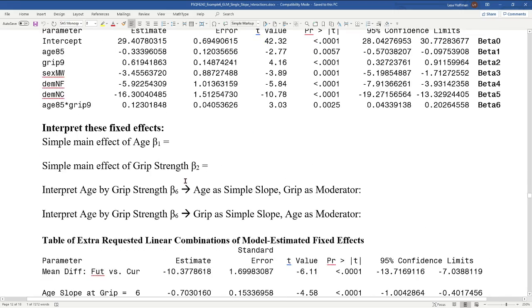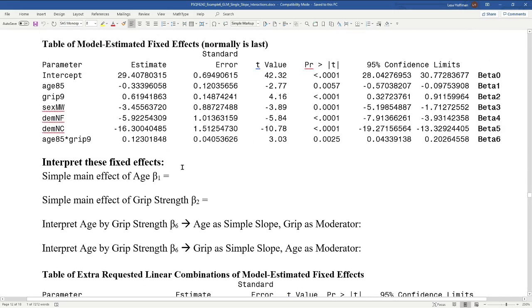So if we want to go through and focus on these effects, I note that the intercept has the same interpretation as it's had in every model in this handout. It is the expected cognition when your predictors are 0, which is for an 85-year-old with 9 pounds of grip strength who's a man who was not going to get dementia.